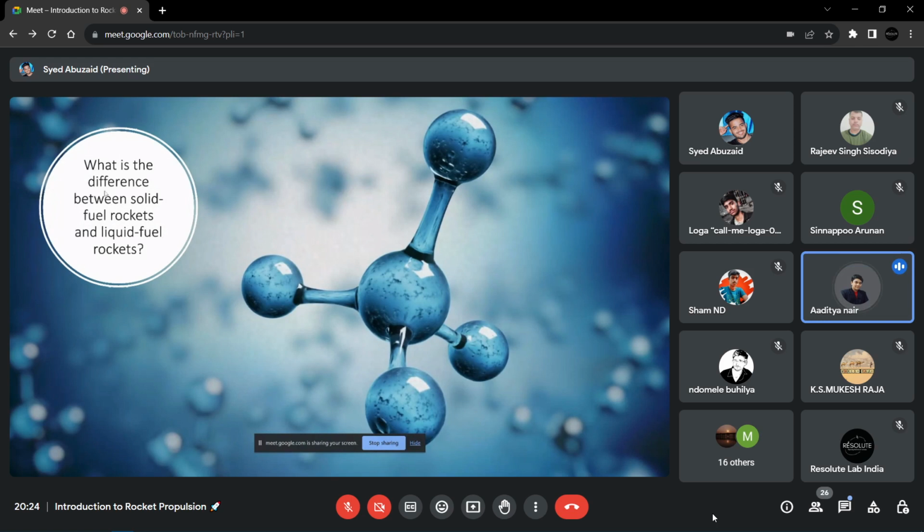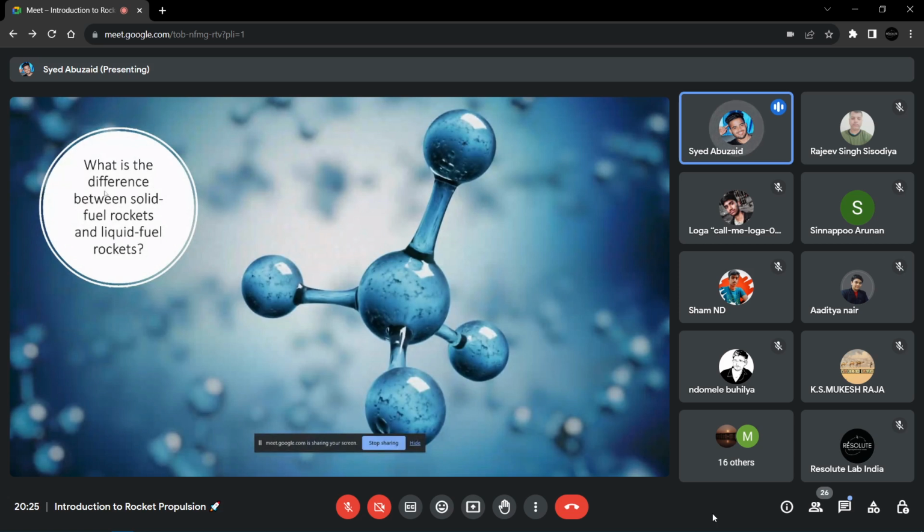The solid fuel rocket uses components inside the propellant that are in solid form. In liquid fuel rockets, the propellants, or parts of the propellants, are in liquid form. Okay, liquid form. Correct, correct.